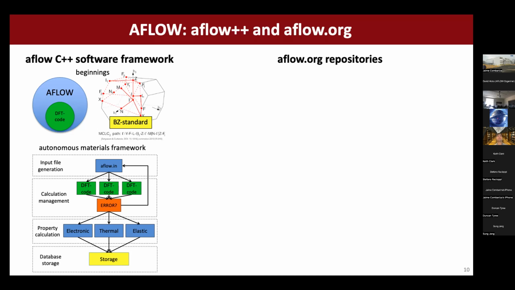And then AFLOW is also the code, the software, the way the community was using it was to derive the Brillouin zone standard representation. So this path that we follow in the Brillouin zone, we're not going to talk about too much in detail, but this was standardized by AFLOW. The code offered the way of calculating that for your particular material. But now it's become a full autonomous materials framework. Everything from the input file generation down to database storage has been automated. We can calculate a number of different properties: electronic, vibrational, elastic. We'll talk about a few of those here.